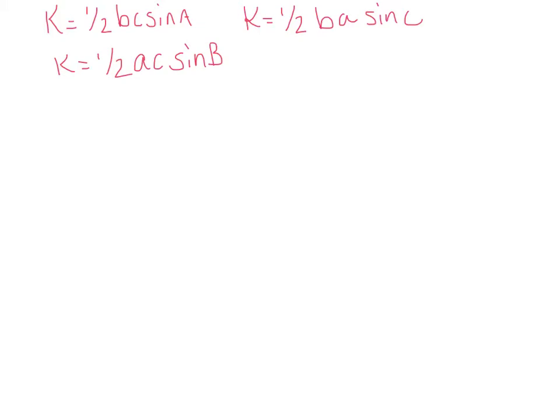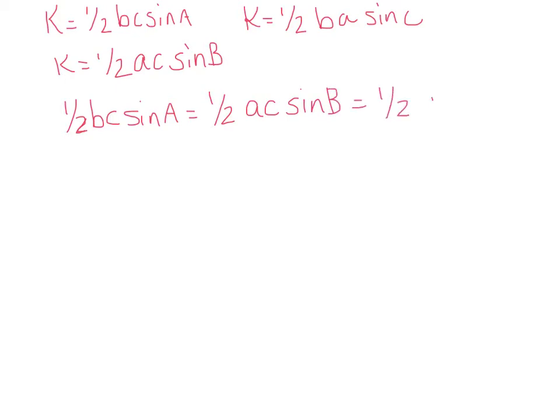So you see here that we have three expressions that all equal K. We can actually set all three of these expressions equal to each other. So we have 1/2 bc sine of A is equal to 1/2 ac sine of B, which is equal to 1/2, I'll rewrite this as ab sine of C.